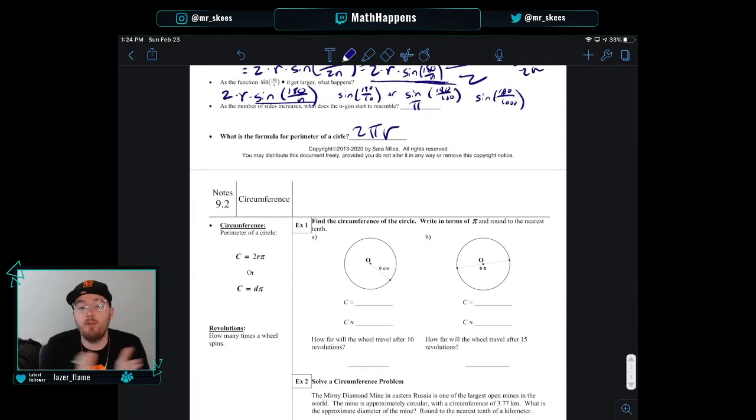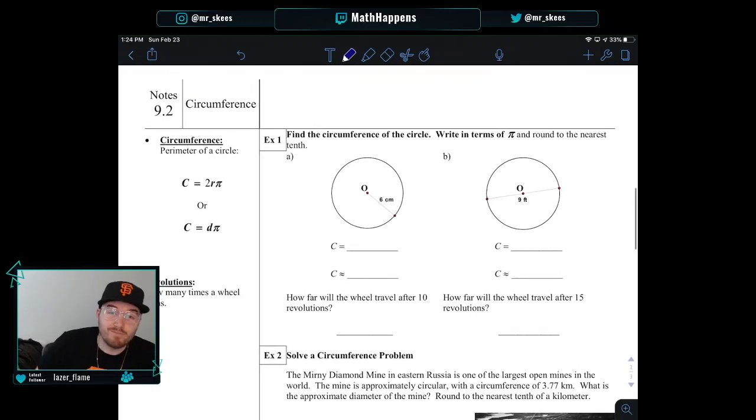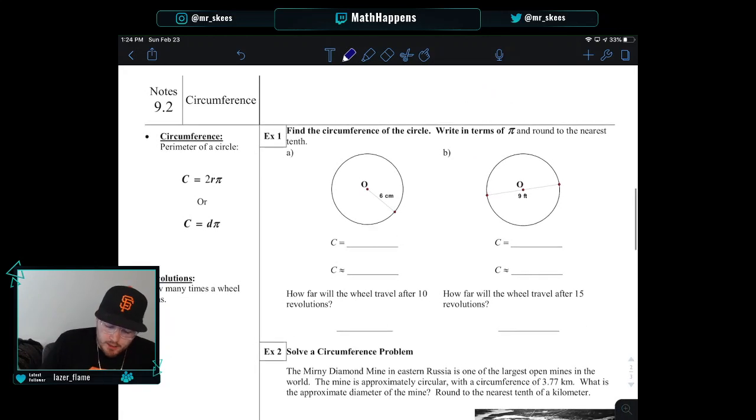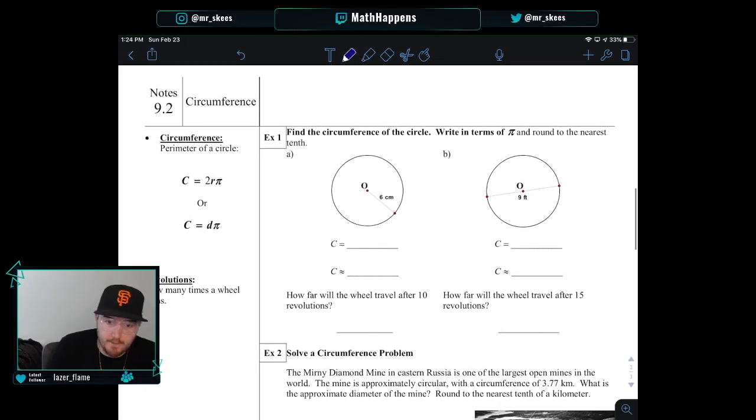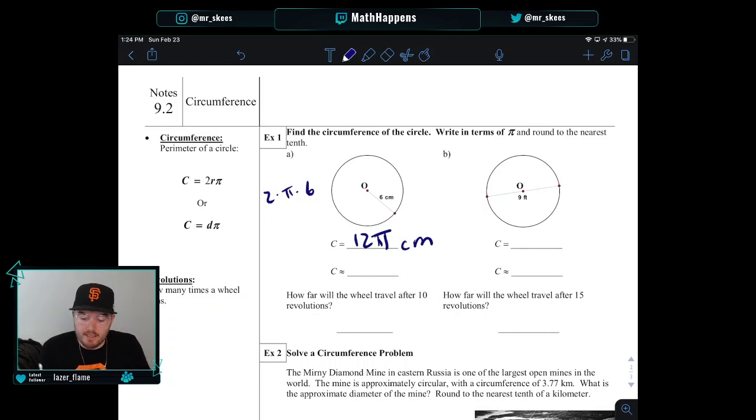Alright, so we did it. 2 pi r. Let's use it. So what's the circumference of this circle? R is 6, so 2 times pi times 6 is 12 pi centimeters. That is the exact result, 12 pi. You can leave it like that, okay? 12 pi, boom. That is the answer. That's a legitimate answer in terms of pi.